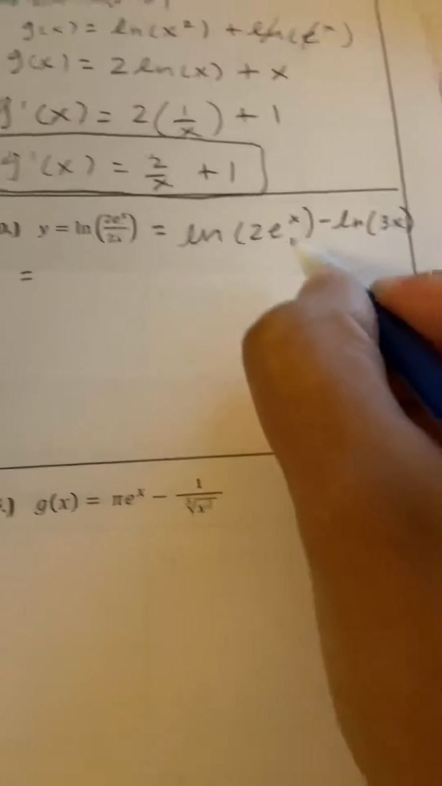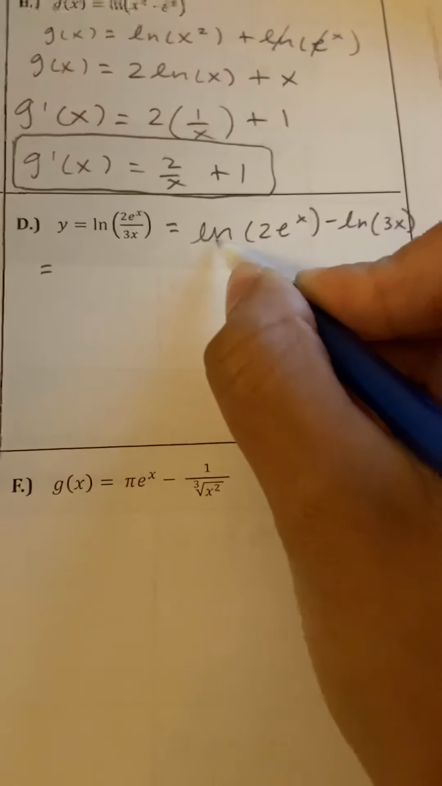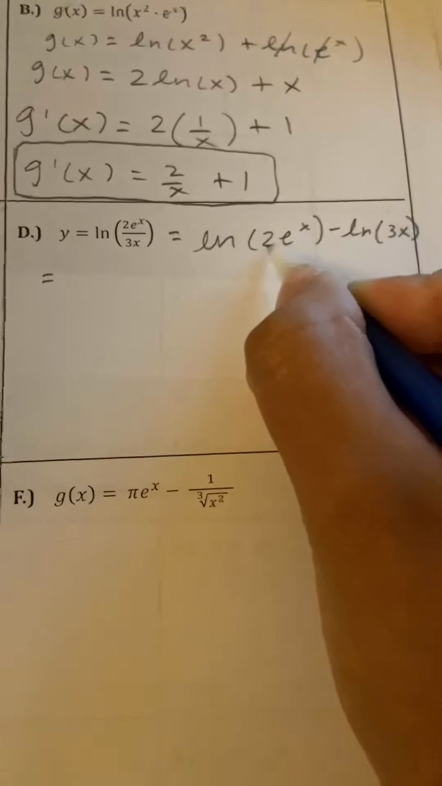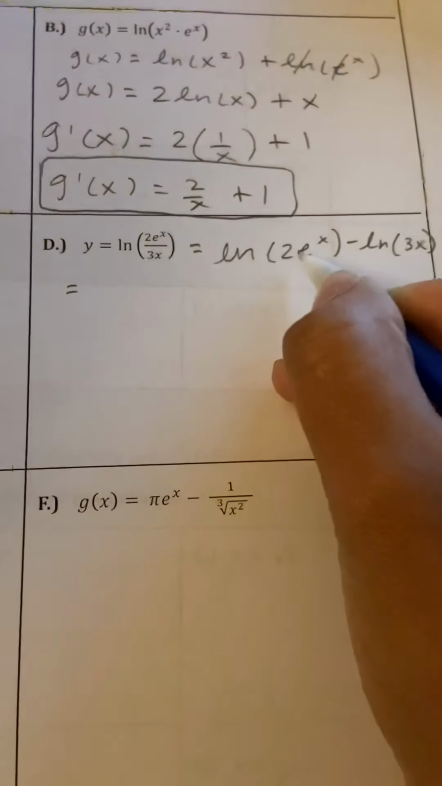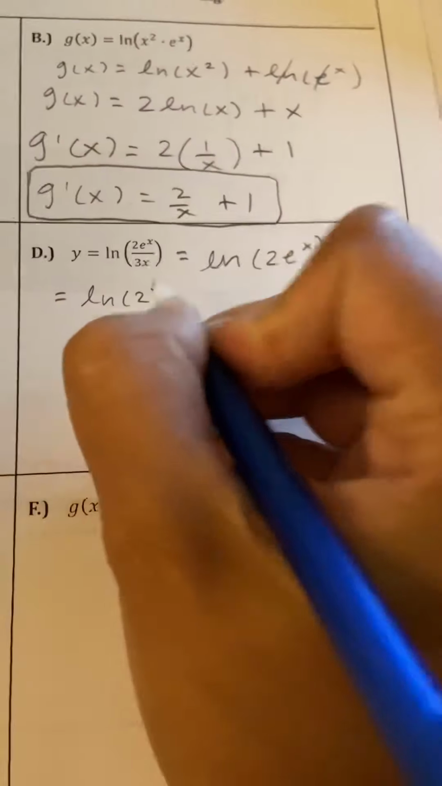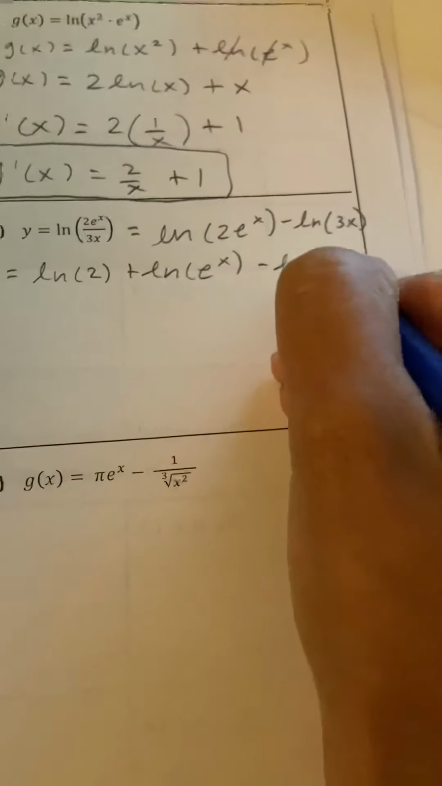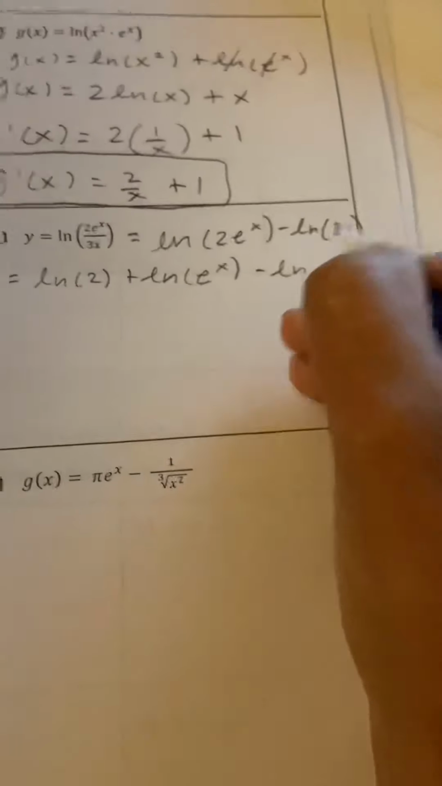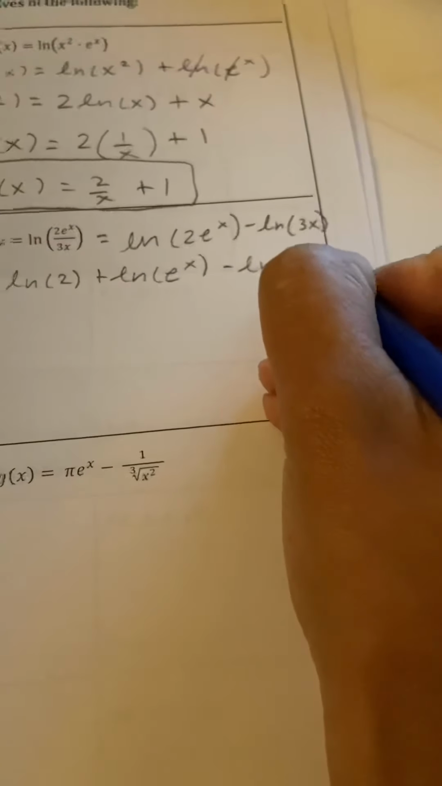I still have to rewrite. Okay. That 2 right there, you see how it's in between the e and the ln? They cannot cancel. I have to do something with it. Well, 2 and e to the x are being multiplied, so we can go ahead and separate those by adding. So I would have ln of 2 plus ln of e to the x minus ln of, same story here, you're multiplying, so I would have ln of 3 plus ln of x.